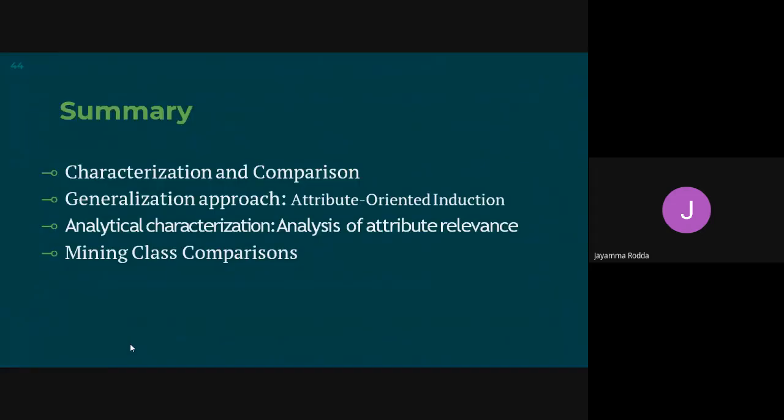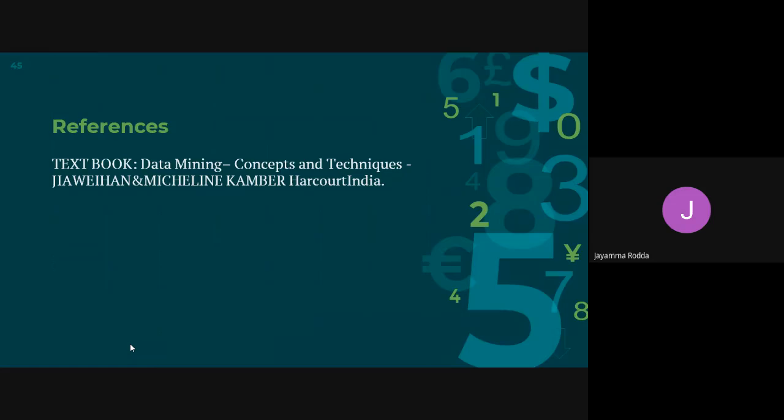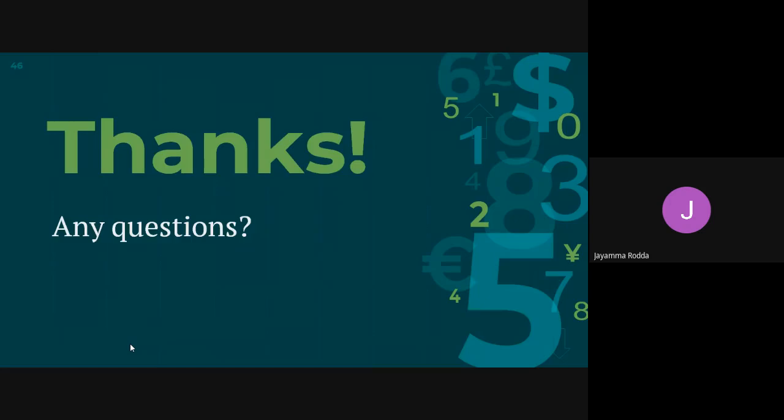So with this, we have completed the class comparison. If you have any doubt, these are the topics we have completed: characterization, comparison, generalization approach for attribute-oriented induction, analytical characterization, in which we did the analysis of attribute relevance, and mining class comparisons. So with mining class comparisons, I have completed the chapter. And this is the textbook we are following, and these slides are from this textbook only. If you have any doubts, you can ask.